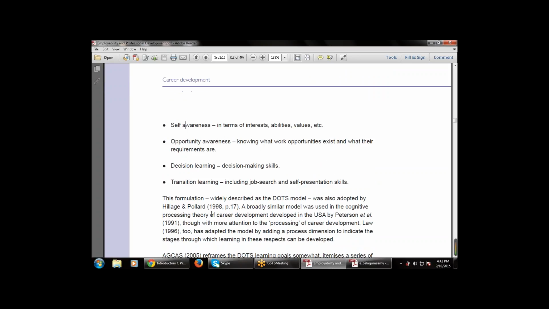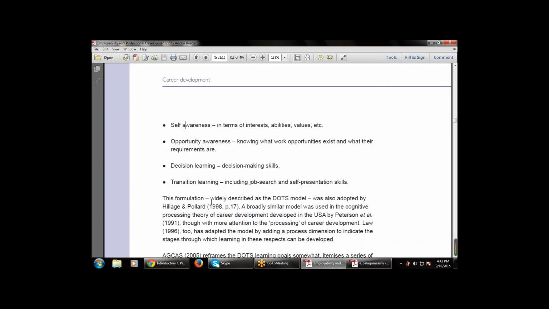Then the transition learning, that includes job search and self-presentation skills. That is, how to search for a job, what the various criteria are for seeking jobs, and self-presentation, that is how to present themselves. What are the various skills that are used for career development?